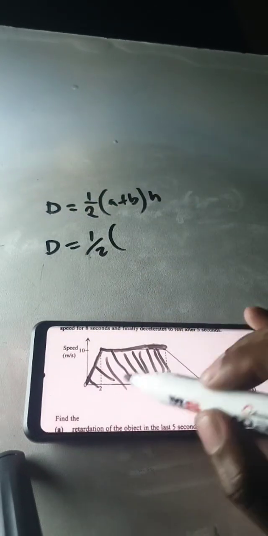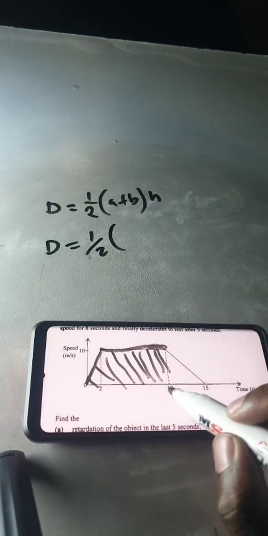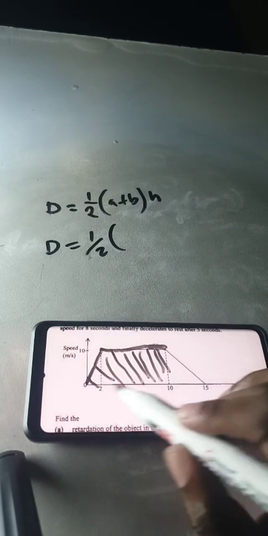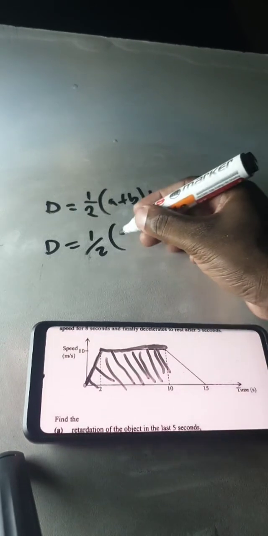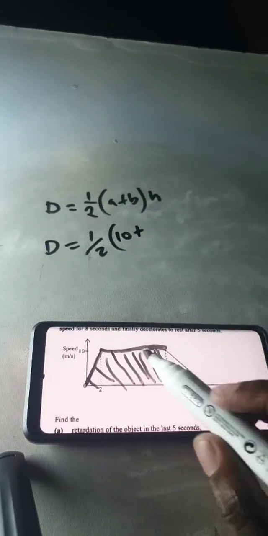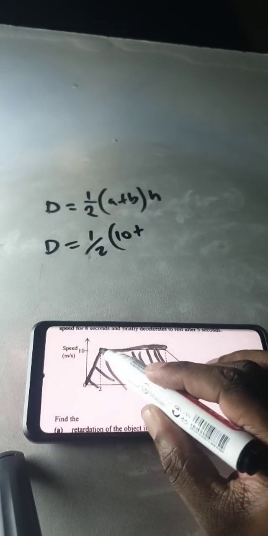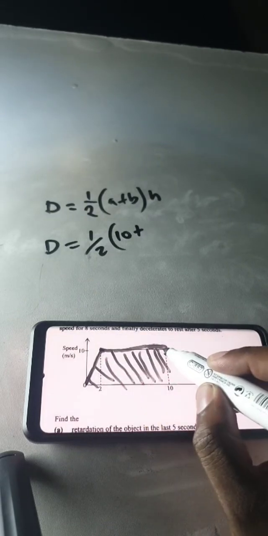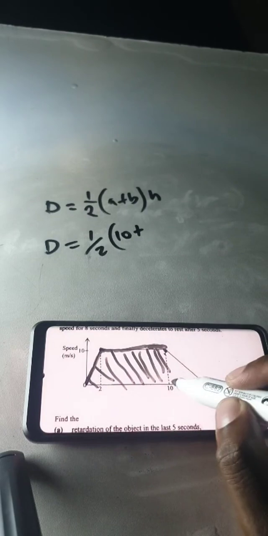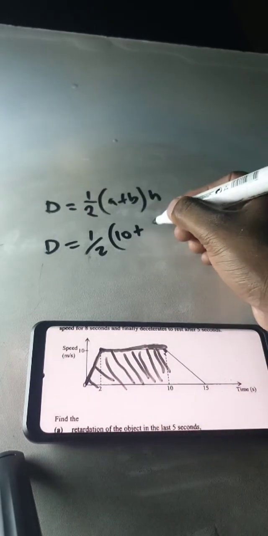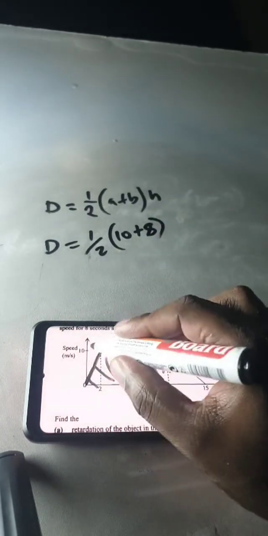Now we have distance equal to half. So what is our a? Our a is from 0 to 10. Plus our b is now this distance from this point to that, which is 8. So we have 0 to 10 and the 8. Height, it's 10.